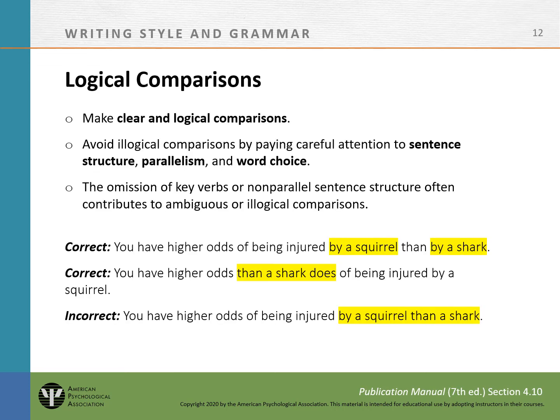Make clear and logical comparisons. Avoid illogical comparisons by paying careful attention to sentence structure, parallelism, and word choice. The omission of key verbs and non-parallel sentence structure often contributes to ambiguous or illogical comparisons. The incorrect sentence is an example of an ambiguous comparison because the sentence has two possible meanings. You are more likely to be injured by a squirrel than a shark. You, a human, are more likely than a shark, an animal, to be injured by a squirrel.